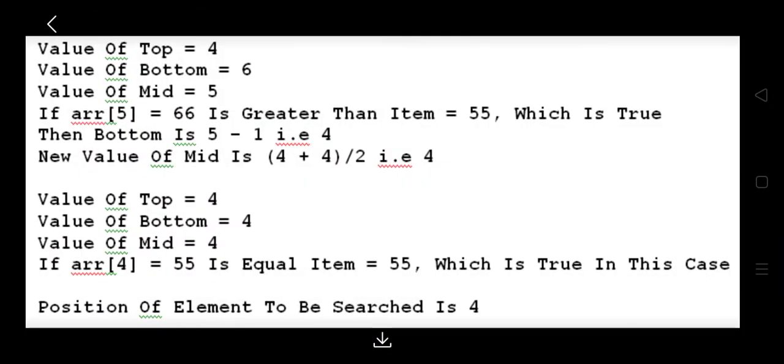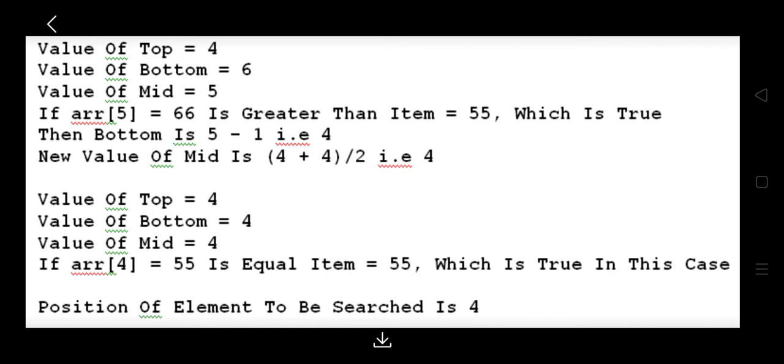Now, based on the new value of mid, the element which is at mid position, or the element which is at fifth position, is 66 now. Now again, the program will be checking whether the element stored at that position is less than 55, equal to 55 or greater than 55. Since 66 is greater than 55, we will be changing the value of bottom.